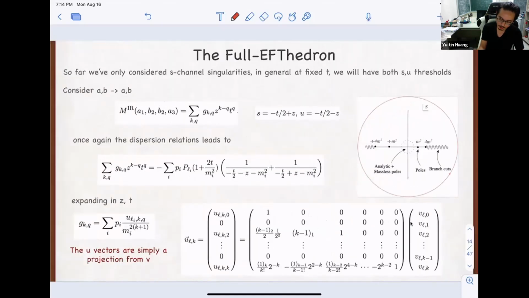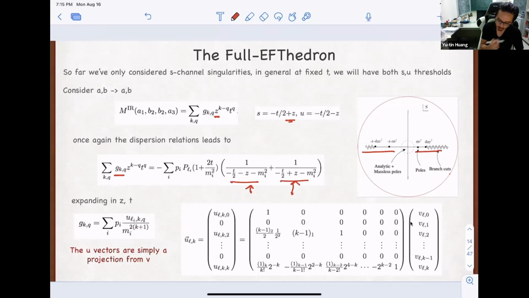For the full EFThedron, besides the S channel, you also have the U channel constraint. This is very simple because it's just a generalization. When you have both S and U contributions, it's more natural to use a symmetric change of variables for the kinematics, which is more symmetric under S and U. So instead of S and T, we're going to use Z and T. And then the dispersion relation is just relating the Lorentz couplings with the poles. Here is the S channel pole, and here is the U channel pole.